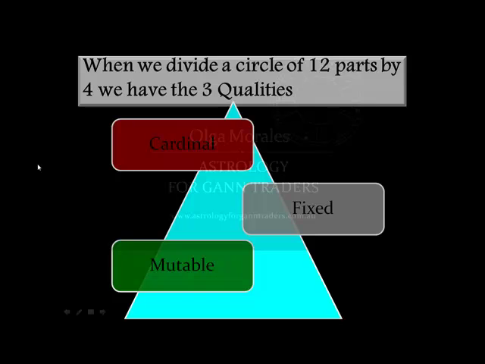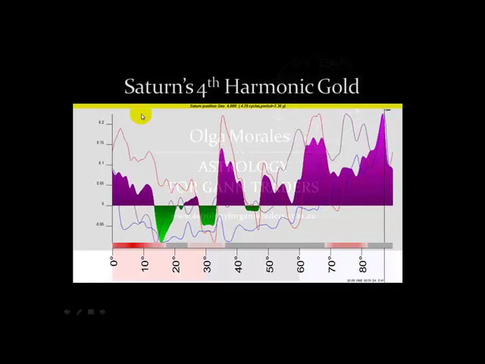So basically, when we divide a circle of 12 parts by 4, which is a fourth harmonic, we have three qualities, which are cardinal, fixed, and mutable. Now have a look at this. What I've done is I've created the fourth harmonic of Saturn's cycle on gold. Now I did have over 30 years of data, so I was able to get 4 cycles in there. Basically, with analysis of this type, the more data you have, using the outer planets is okay, but if you don't have a lot of data, you won't get enough repetition for you to get a statistical analysis for it.